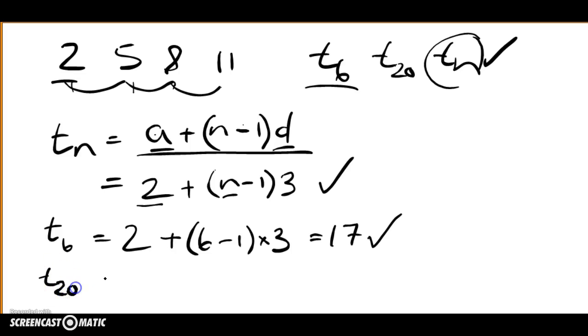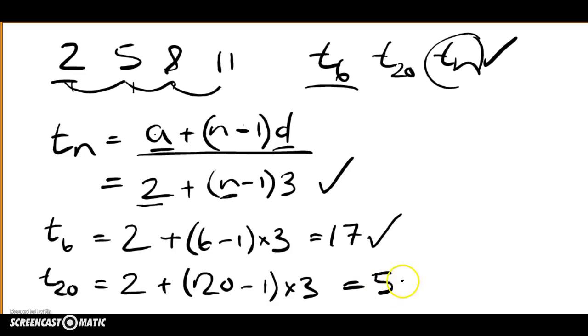T20 takes a bit more work if you're going to do it manually. 2 plus 20 minus 1 times 3. 19 times 3. I'm going to go 20 times 3 is 60 and take away 3, which is 57, and then add 2. I'm going to get 59.